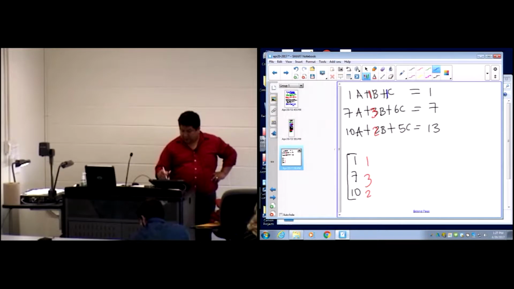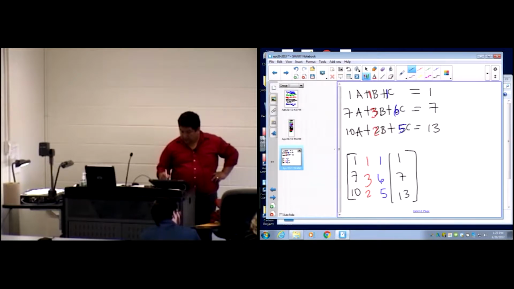Remember the row operations, 3 elementary operations. You can swap, you can multiply a row by a scalar, and you can multiply a row by a scalar, add that to another row, and then substitute or replace that other row.